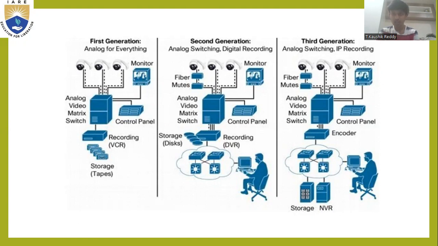Third generation: analog switching, IP recording, fiber, mutex, monitor, analog video matrix switch, control panel, encoder, and the storage and the NVR. So in each generation we have some improvement in the OS.